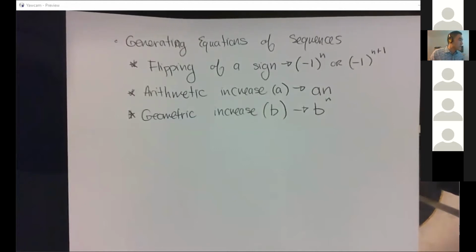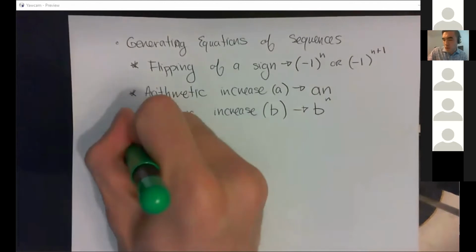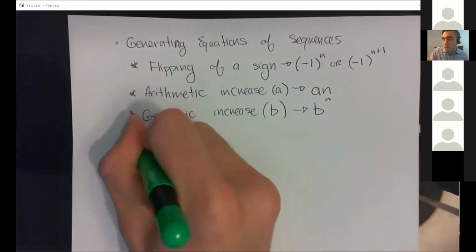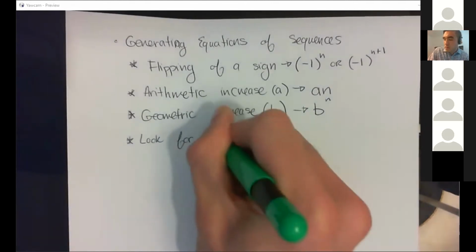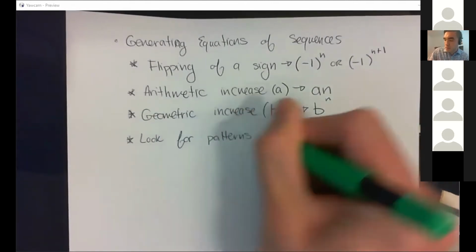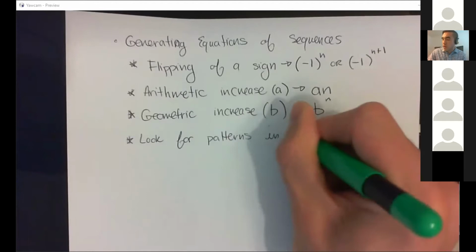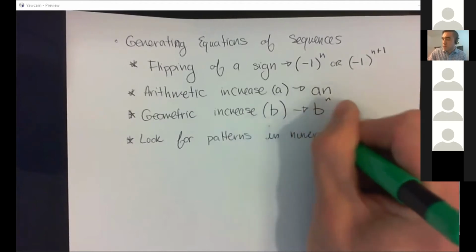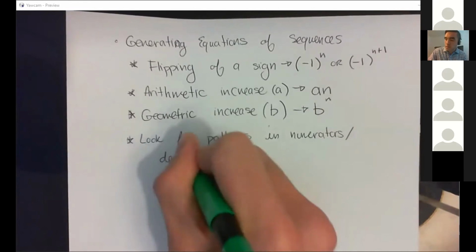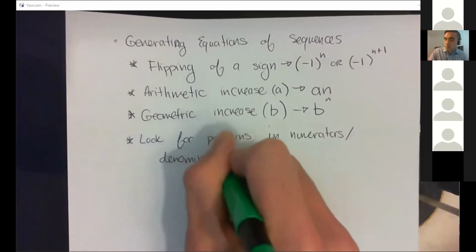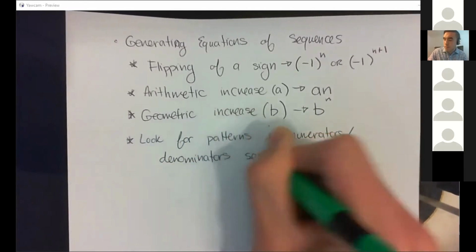And the last thing, last pro tip, if you have a fraction, look for patterns in numerators and denominators separately.